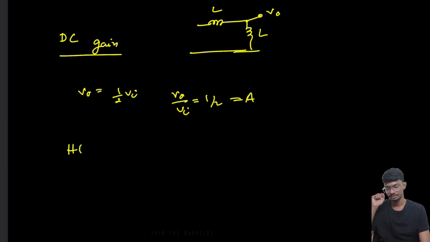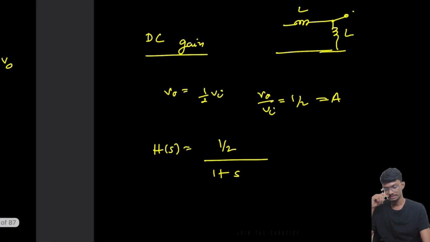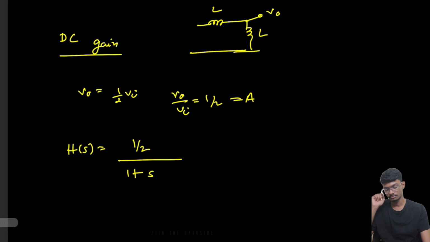So what is the transfer function, right? The transfer function is basically 1 by 2, divided by 1 plus s, we have the pole at minus 2R by L. So this is L by 2R, right?